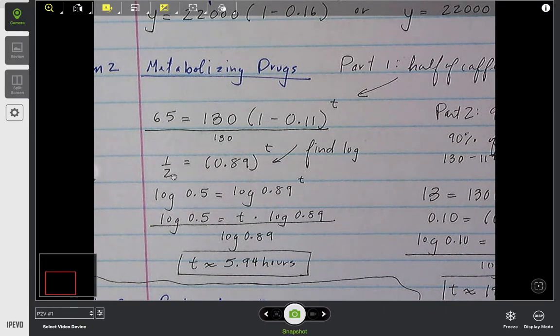So you find the common logarithm of both sides, or any logarithm you want. I've chosen to use the common logarithm here. And what it does is it brings that exponent down and makes it into a factor because you have a power raised to a power. So once I have that t among my linear factors here, I can just divide both sides by the log of 0.89, and you find that it takes about 6 hours to eliminate half of that caffeine from that cup of coffee.